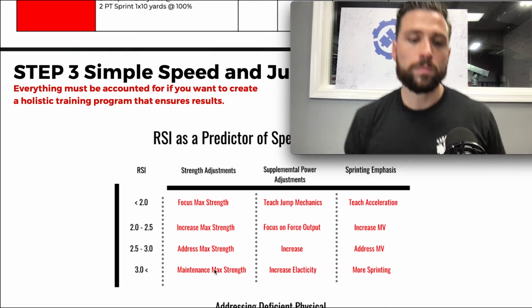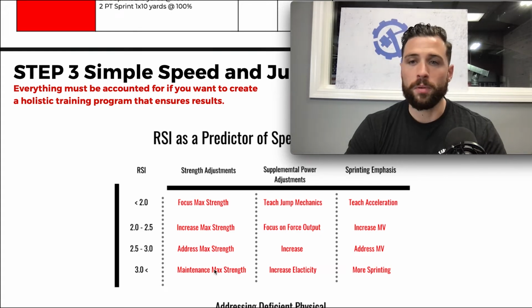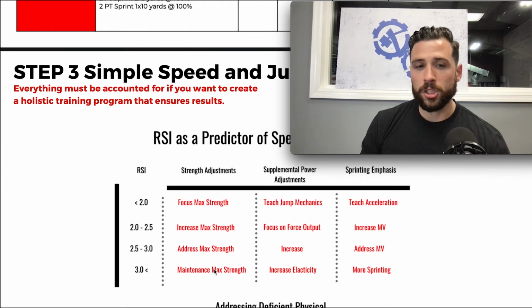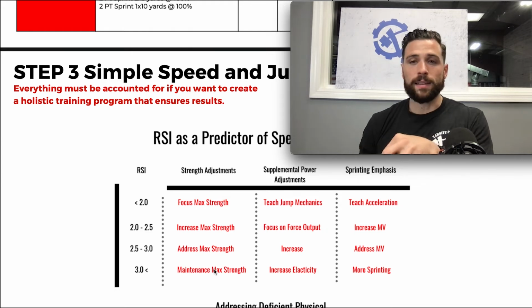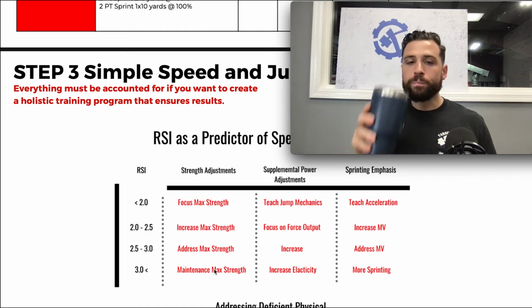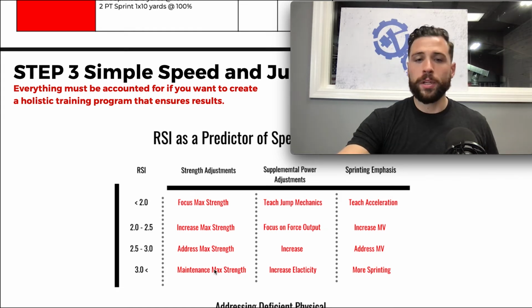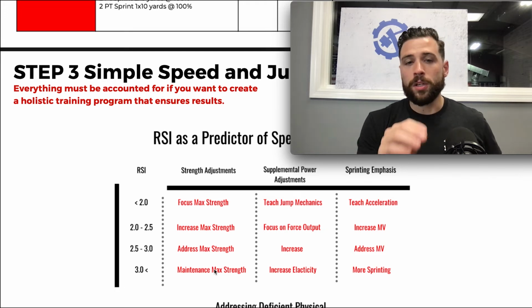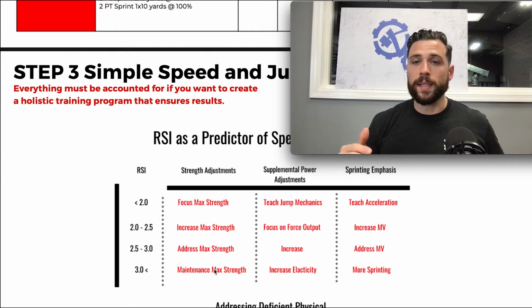Moving on, 2.0 to 2.5. Now here again, we're going to increase max strength. So looking at our strength adjustments, that's still not an elite level RSI, excuse me. So we know that with their strength adjustments, we need to improve and address their max strength a little bit. So we need to increase it to continue to improve their force potential. And we're going to talk about this in the next slide.